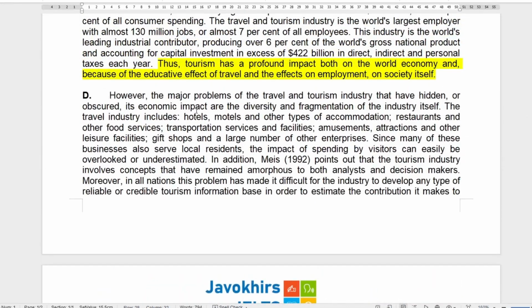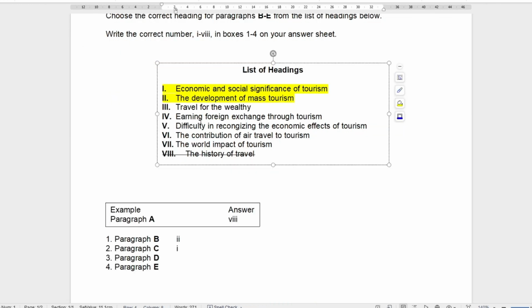Let's see. However, the major problems of the travel and tourism industry that have hidden or obscured its economic impact are the diversity and fragmentation of the industry itself. Okay, so what is it telling us? So what do we have as an option? Major problems, difficulty in recognizing the economic effects of tourism. I guess it's going to be world impact, as far as I can say. Or maybe the difficulty in recognizing economic effects of tourism.